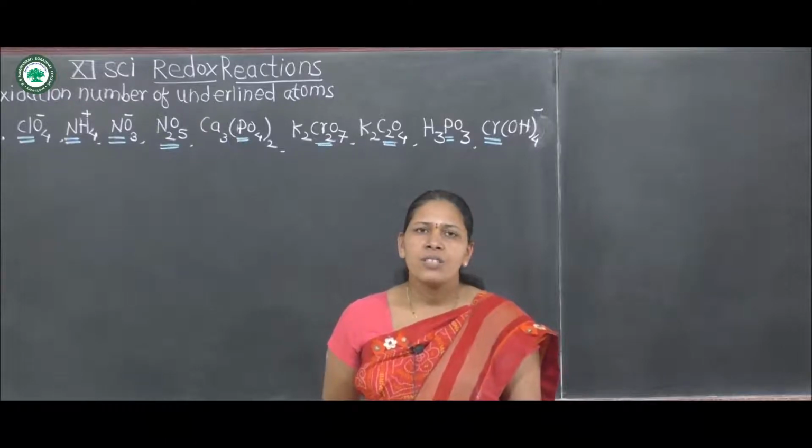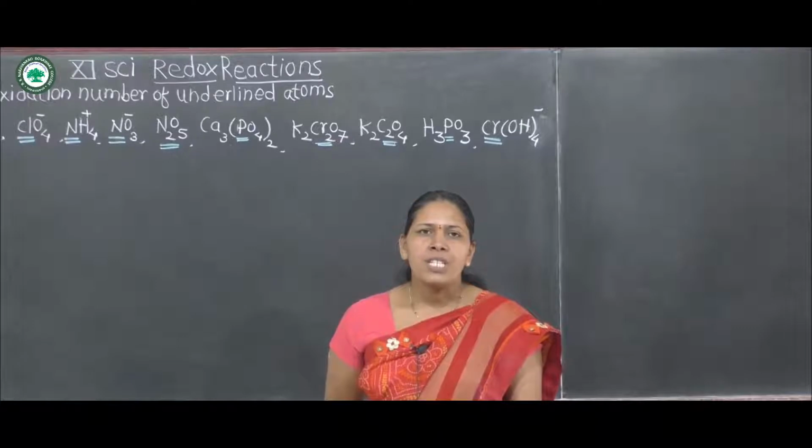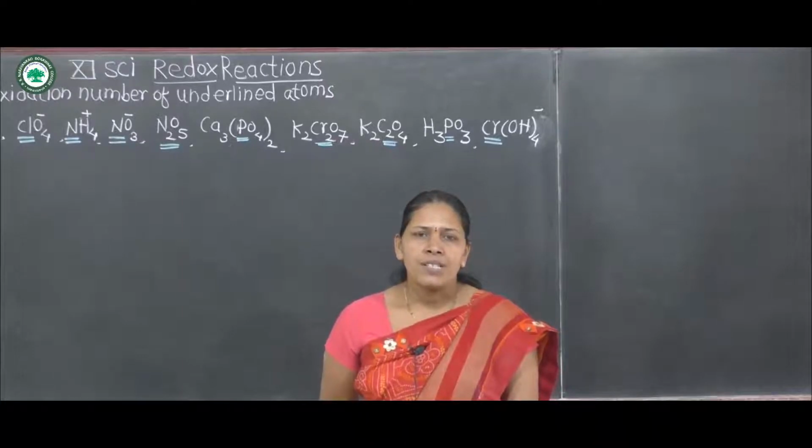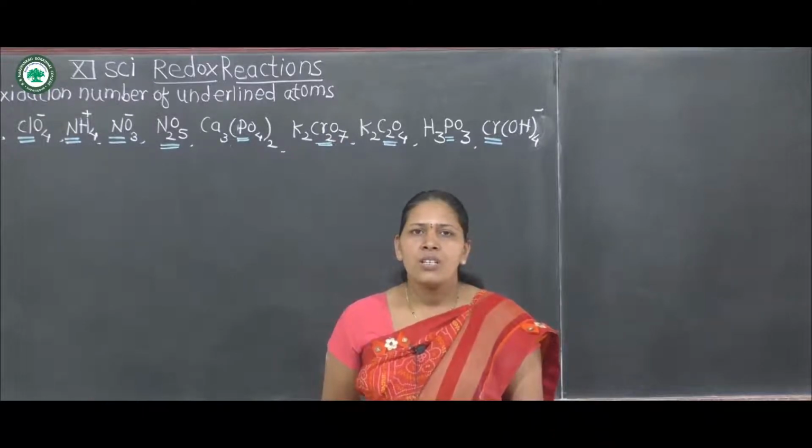The oxidation state of hydrogen is +1 or -1 depending on whether it is attached to a metal or non-metal. If hydrogen is attached to a non-metal, then it exhibits +1 oxidation state. If hydrogen is attached to a metal, then it exhibits -1 oxidation state. The oxidation state of halogen is -1. All halogens show -1 oxidation state. In addition to this, chlorine, bromine, iodine, when bonded to oxygen, show +1 oxidation state.